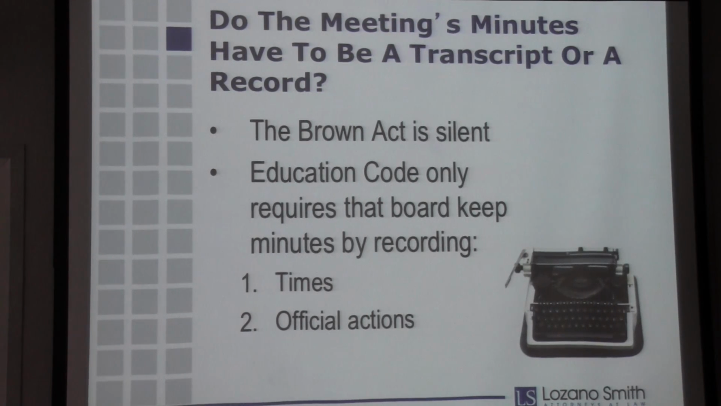What are you required to do for minutes? This is another question that comes up. So now you've had your meeting, the meeting's over, and somebody's preparing the minutes. What do they have to say? This actually comes out of the Education Code, not the Brown Act. And the Education Code just sets a basic requirement that you have to disclose the times that you met from here to there and what actions you took. That's it, right? There is no requirement that minutes be a verbatim record of what was said.